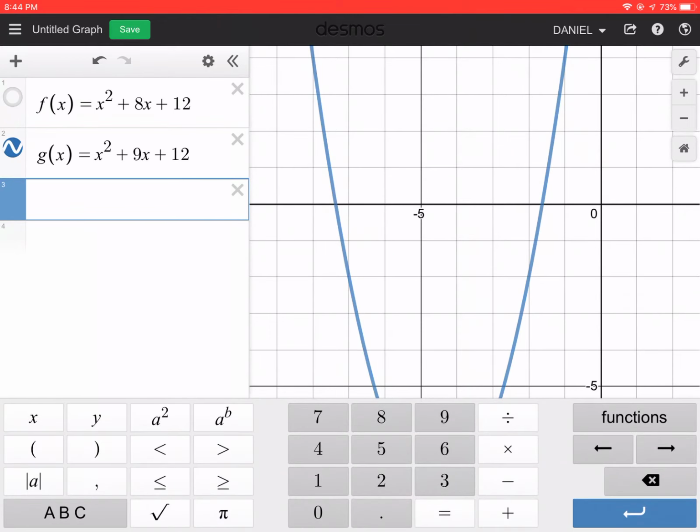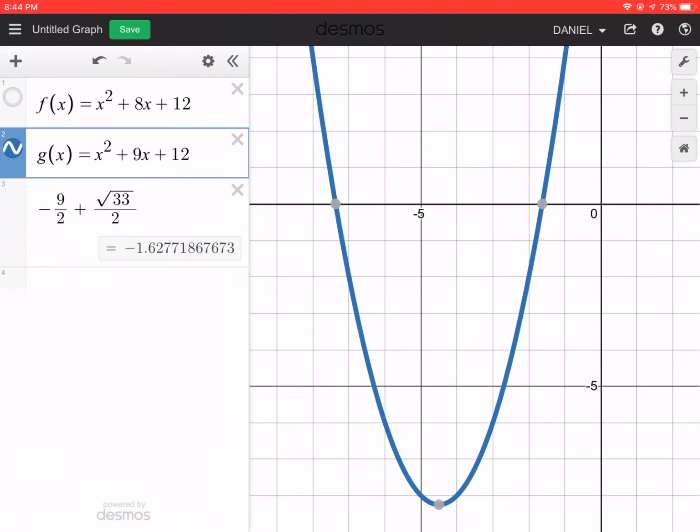Well, the zero is actually not even those numbers because these are not exact. The zeros are actually negative 9 over 2 plus the square root of 33 divided by 2, and negative 9 over 2 minus the square root of 33 divided by 2. Check out that zero. That zero is negative 1.627718676673. So, how the heck are we going to get that? Well, that we're going to talk about later.